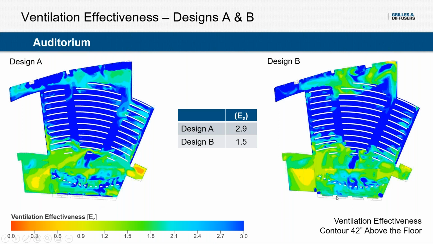The stage is definitely not quite as well ventilated, but you could see that, especially in design A, just because that air supply is a lot more spread out, kind of locally right around those occupants, you are getting good ventilation effectiveness in their breathing zone.